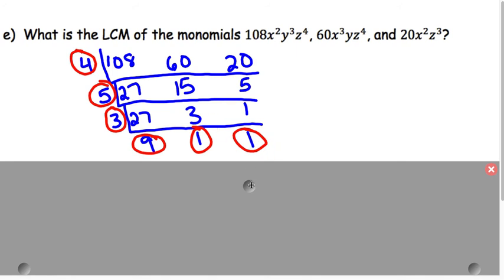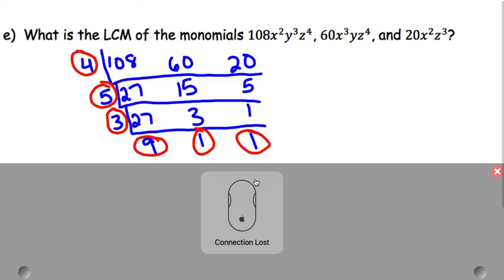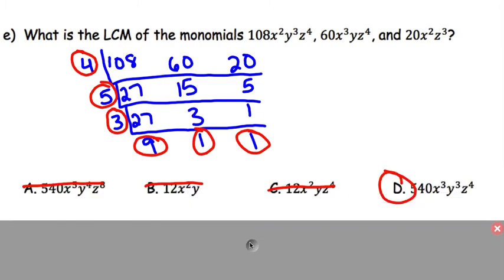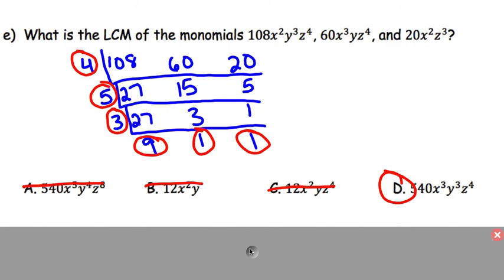Multiply all those numbers, 4 times 5 times 3 times 9 times 1 times 1. And I believe you get 180. So that takes, I'm sorry, not 180, 540. Sorry, I'm thinking of the wrong problem here. So 540 means that A and D are possible correct answers.